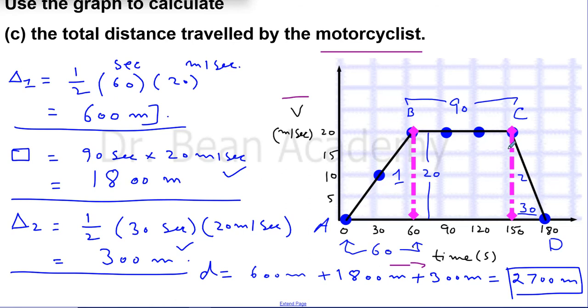I divided it into different basic shapes, and then I used the formulas to find the areas, and that area was actually showing the total distance traveled by the motorcyclist in that problem. So you see that area of something is not always just the area. It can represent some other physical quantities. In this case it is showing the distance, and that curve is showing the velocity of a motorcyclist.